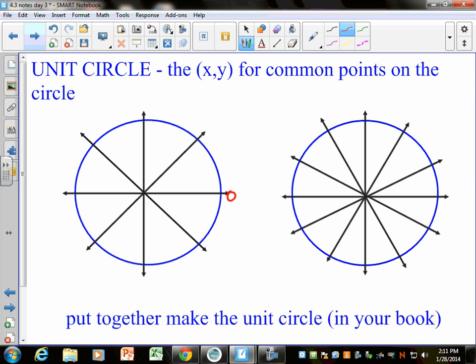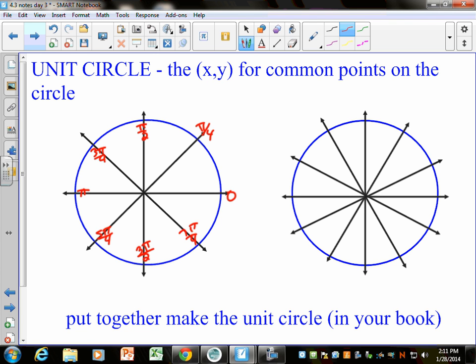So if you want to label this, this would be 0, this would be pi fourths. Hopefully you know now this is pi halves. This is 3 pi fourths. This is pi. This is 5 pi fourths. This is 6 pi fourths, or 3 pi halves. And 7 pi fourths. A third on the outside and one on the inside.